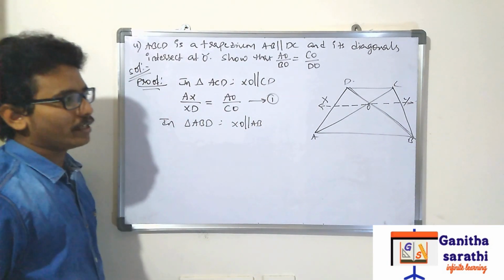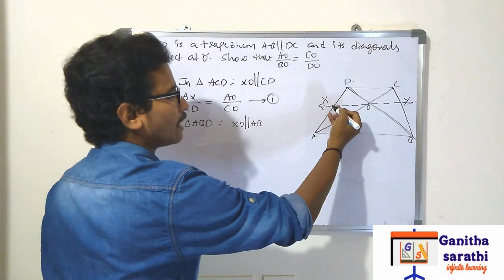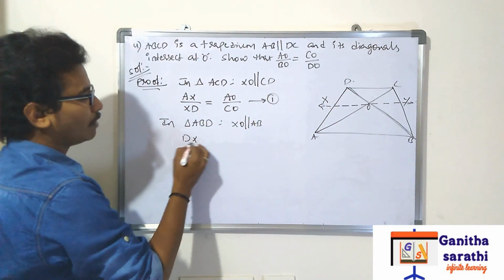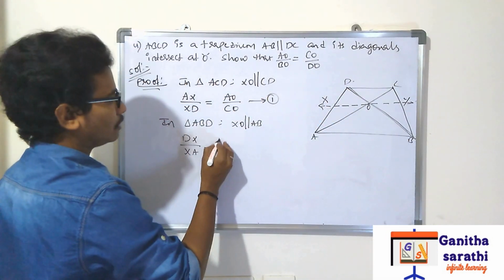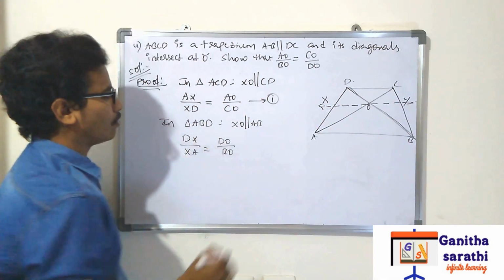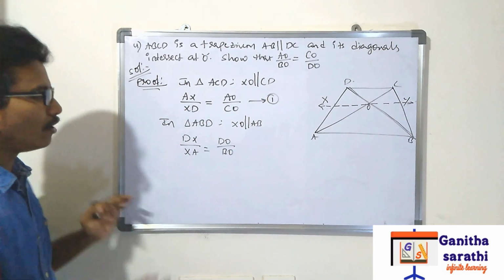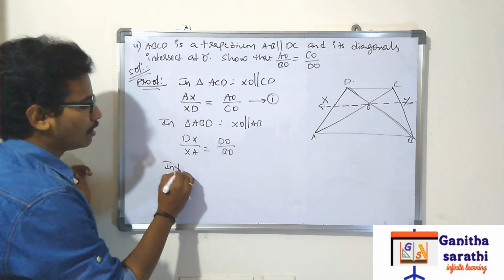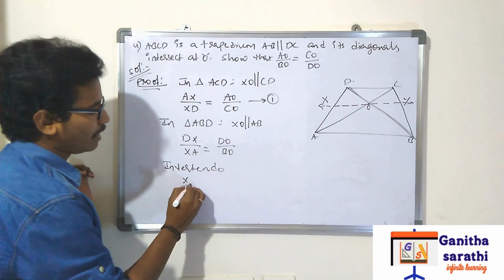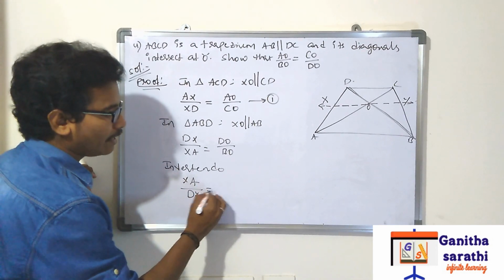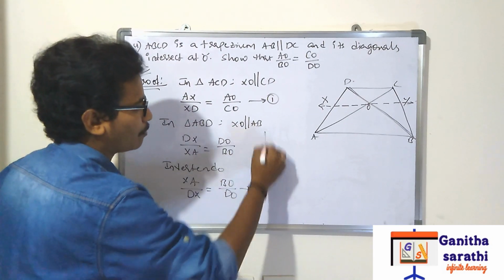XY is parallel to AB. Now, take the condition. DX by XA is equal to DO by BO. But we want the LHS part to be the same, so what should we do? By invertendo, we get XA by DX is equal to BO by DO. This is equation number 2.